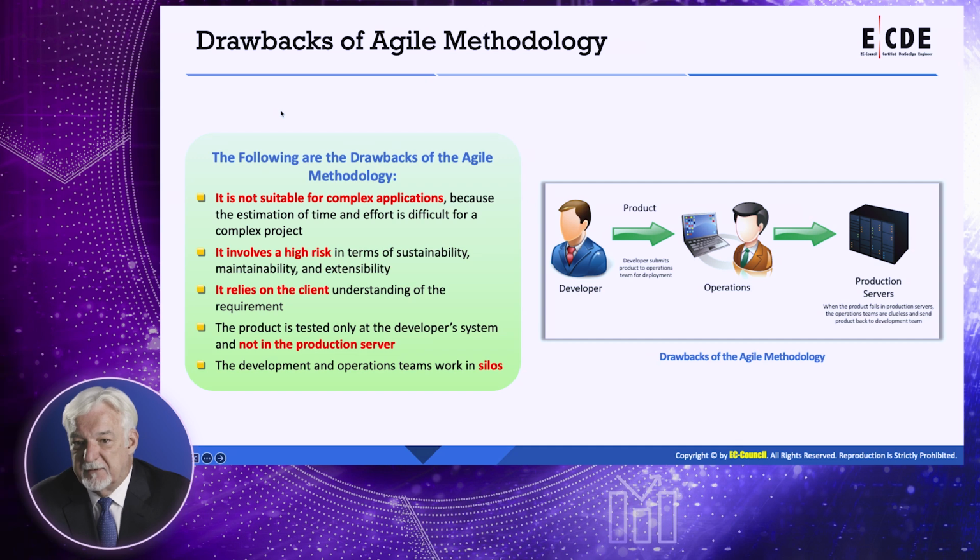So here you see the developer submits product to operations for deployment, and the operations team gets the environment ready and shoves it over. If it fails in the production servers, the operations teams are pretty much clueless and send the product back to the development team. They'll do a rollback and a reject of the changes. And it gets to be pretty painful at that point. You restart another sprint.